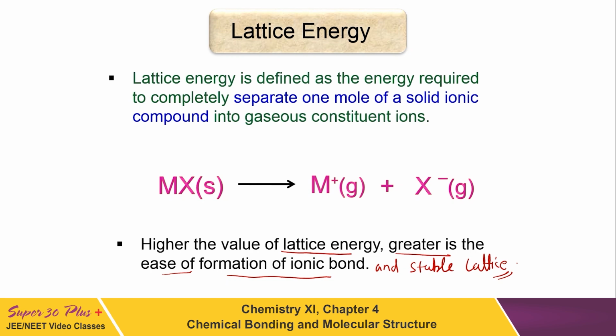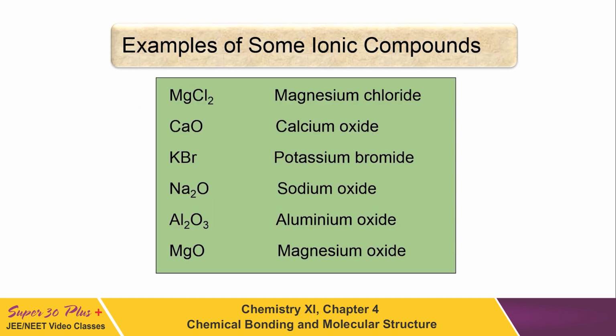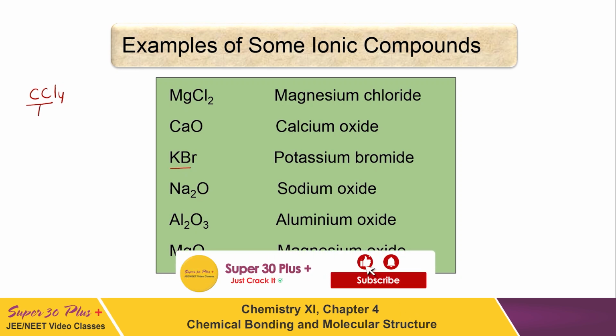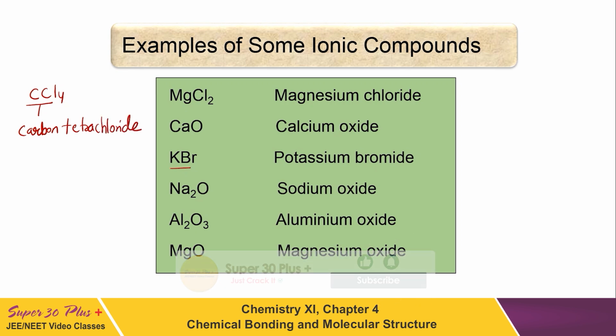So I hope now you are getting which factors and which energies are involved in the formation of ionic bond. Here are some examples of ionic compounds, like magnesium chloride, calcium oxide, potassium bromide, sodium oxide, aluminium oxide, and also magnesium oxide. See, here I would like to ask you one question. How will you call this compound? What should be the name of this compound? Students, this compound is named carbon tetrachloride.